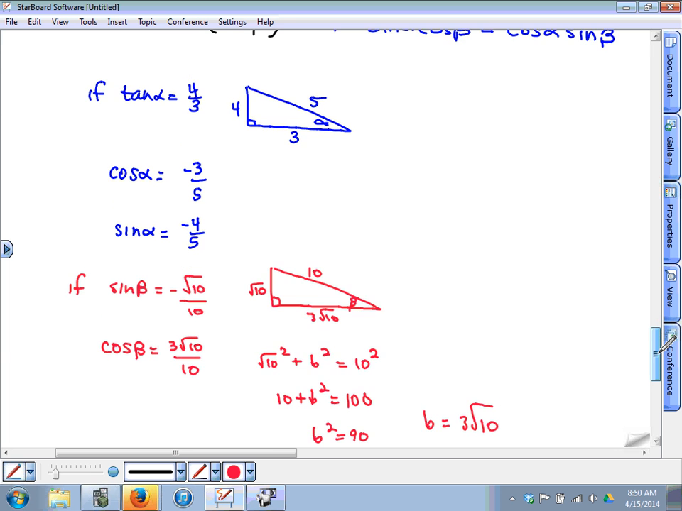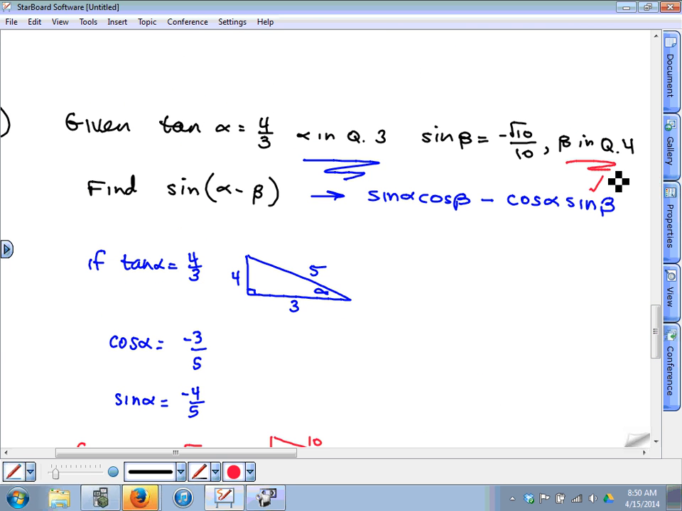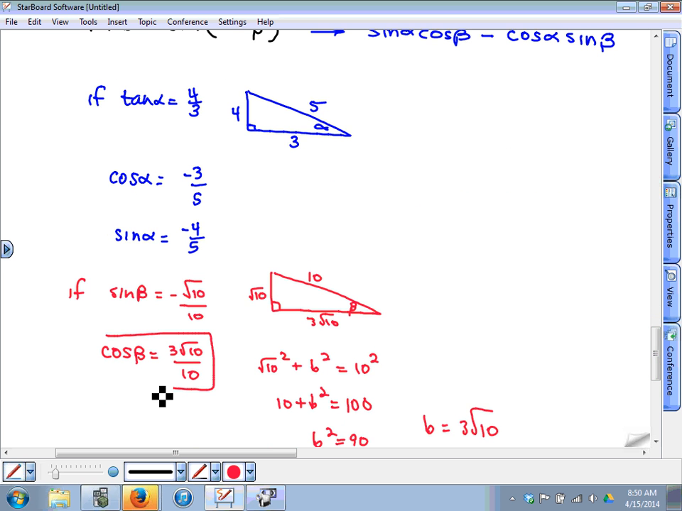Now let's be careful to be sure whether it's positive or negative. Beta is in quadrant 4, and in quadrant 4, cosine is indeed positive, so we can just leave it how it is. We don't need to make it negative.